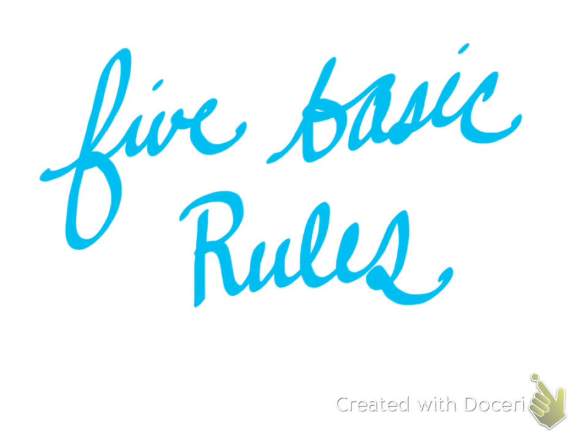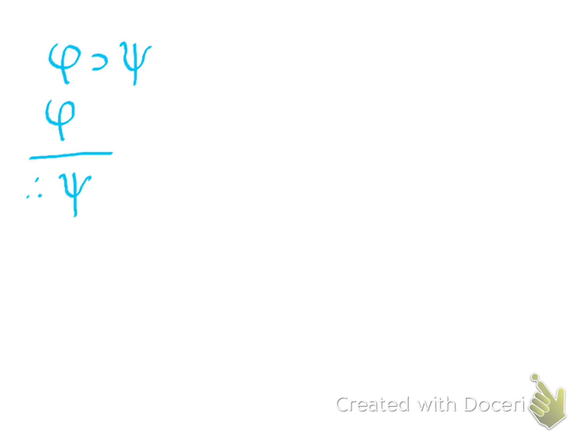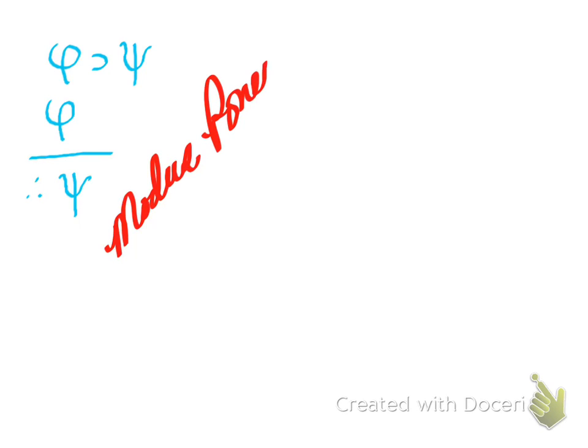In this video, we'll introduce the 5 basic inference rules. Our first one is modus ponens. Modus ponens says that if you have a conditional and the antecedent of that conditional, then you can infer the consequent of that conditional. So let's look at a concrete case.